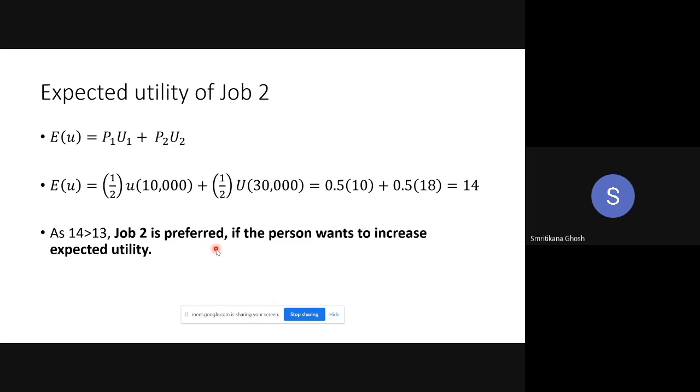Definitely, where the utility is more, he will go for it. So he will choose job 2. Okay, so this is how he is choosing his job. Up to this slide, is it okay?